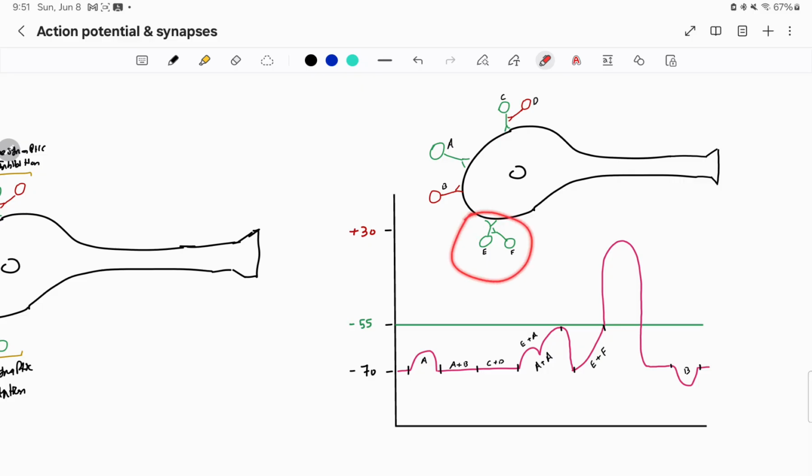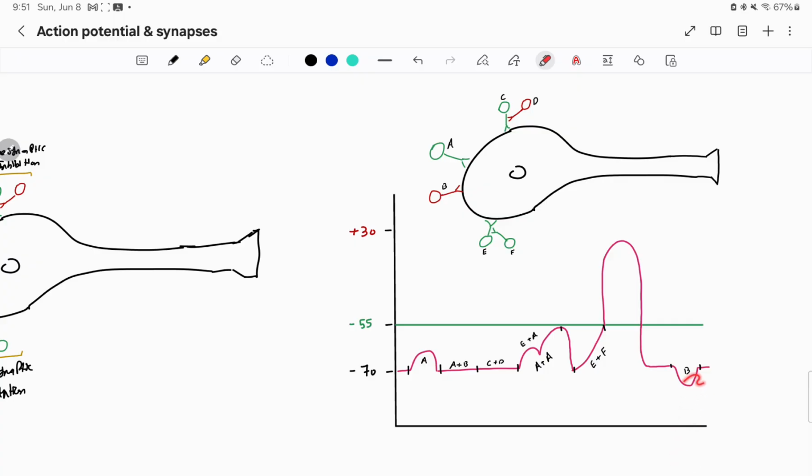What if I fire E and F? Okay, so E fires and then F fires at the same time. Then you will get a very smooth and continuous rise. Okay, so that presynaptic facilitation is very powerful. And that would get me to threshold, and then I would go all the way up and then repolarize again and then come back down, okay, to resting membrane potential. But then what if I launch B? Well, that would give me a hyperpolarization.